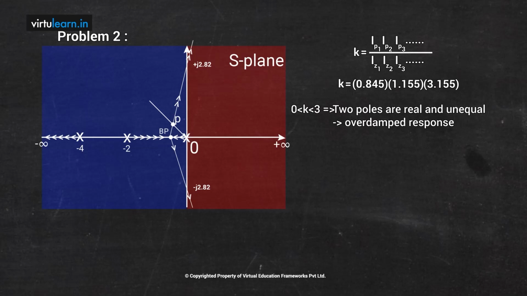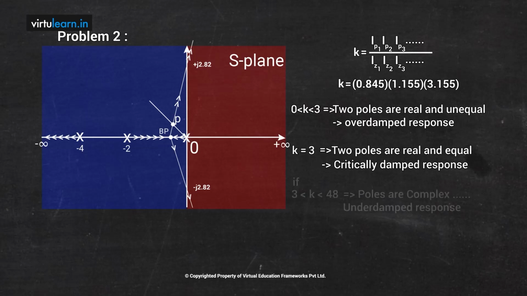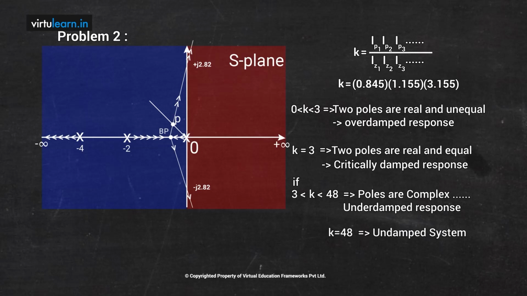At exactly k equal to 3, it is critically damped because your 2 poles are real and equal. Now from 3 to 48, in between 3 to 48, my 2 poles will be complex. Then what I can say is, the system response is underdamped. At exactly k equal to 48, the system response is undamped. So I have the complete range of k to have the transient responses.